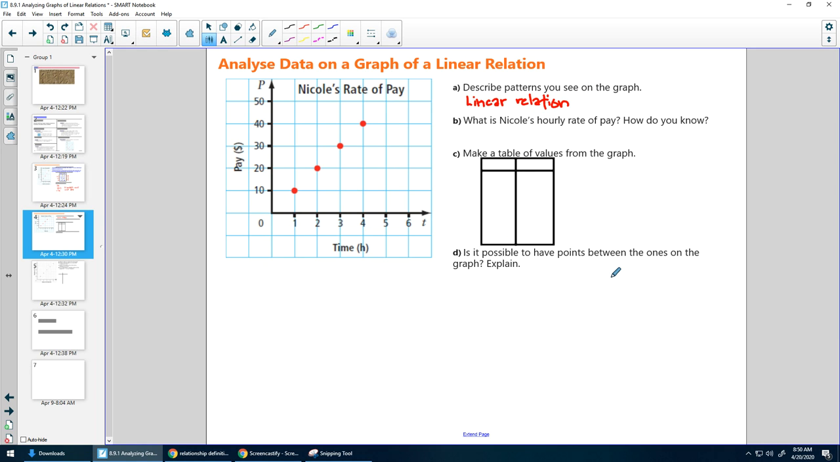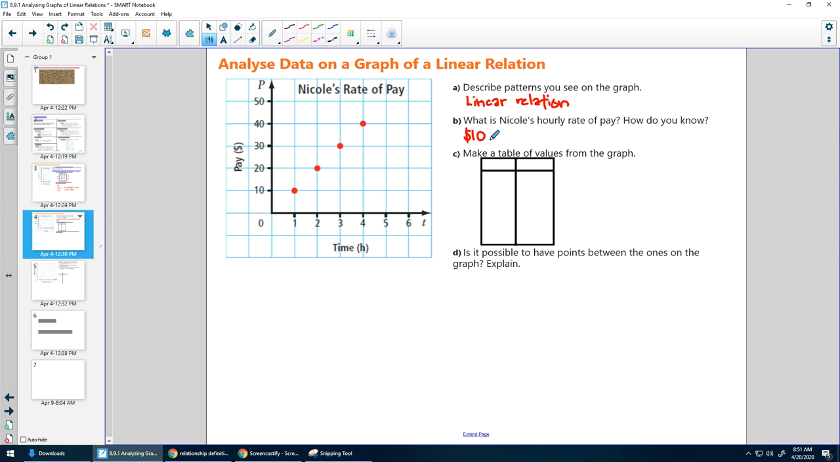And what is Nicole's hourly rate of pay and how do we know? Well, for 1 hour, she gets $10. And how do we know that's her hourly rate of pay? Well, when she works 2 hours, she gets $20. So that's just doubling it. When she gets 3 hours, she gets $30.